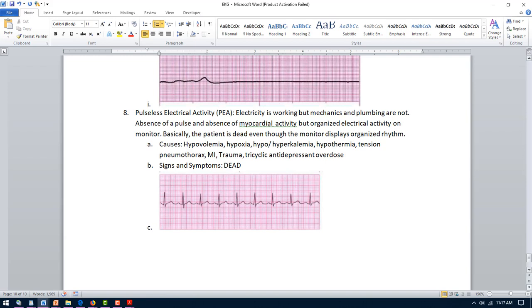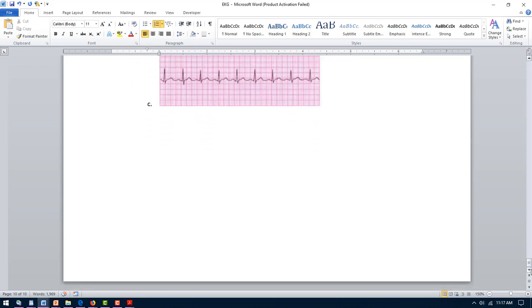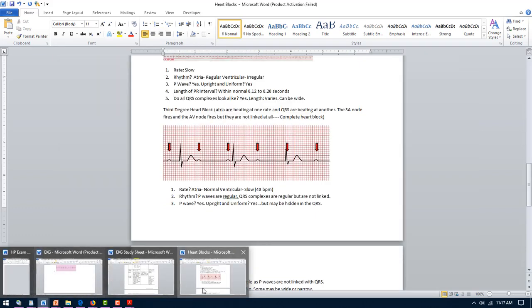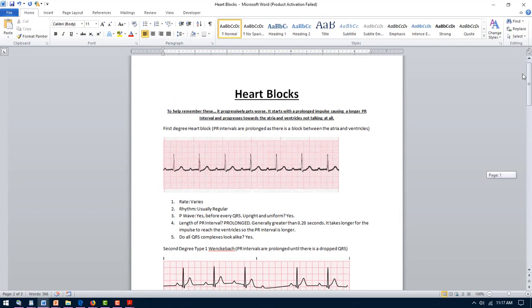Alright. So then I am going to pull up the heart blocks real quick. I got just a couple pages of these, then I'll post this, and then I'll post the other review.